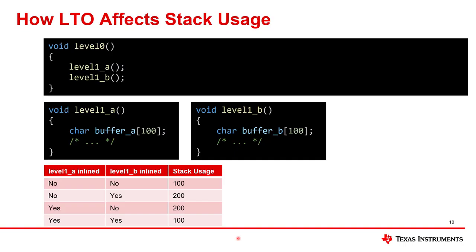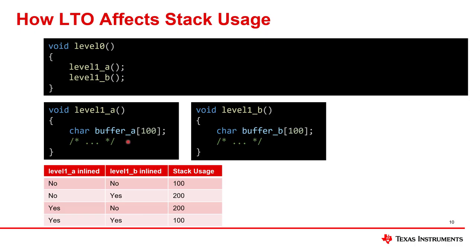And here's the second example of how LTO may affect stack usage. What's going on here? Well, we've got 3 files in this example. The first one has level 0, calling level 1 underscore A, and then level 1 underscore B. I gave them those names because they're both at the same level, and A and B are called independently. Each of them has the same implementation. They've each got a buffer of 100 bytes. They're each using 100 bytes of stack.